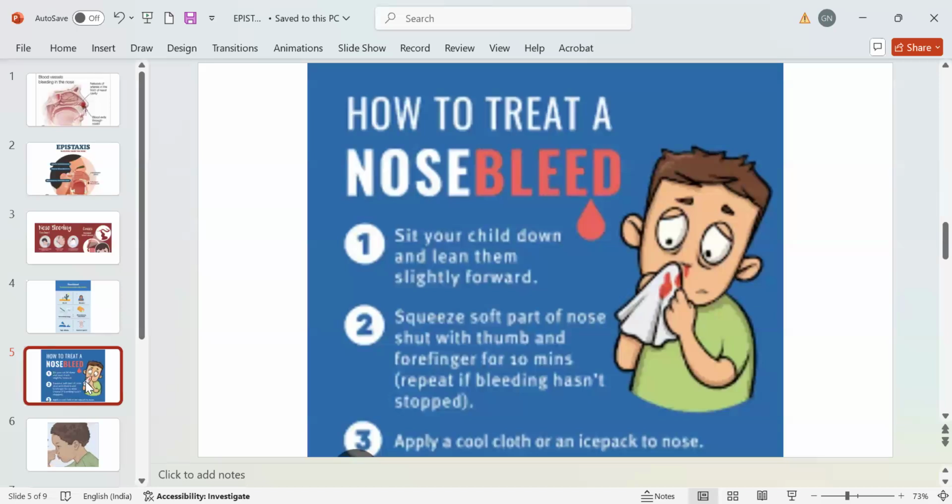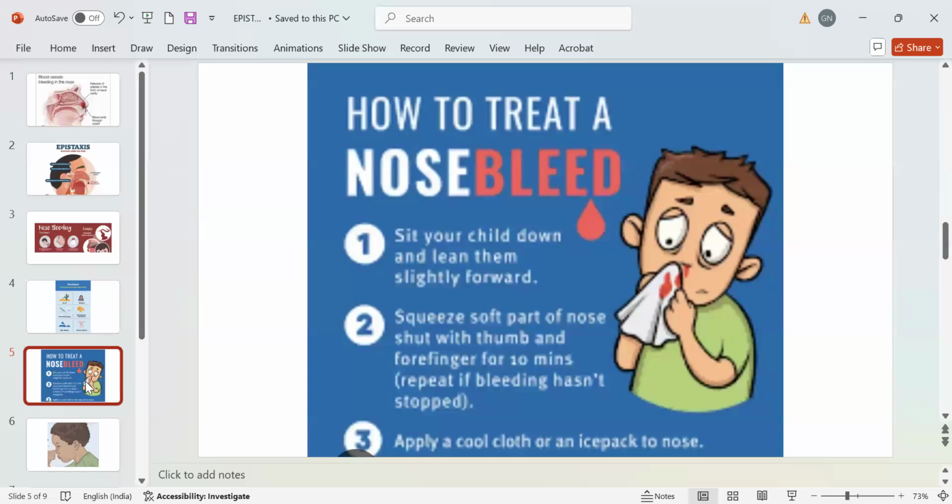How to treat? Make the child sit down and lean forward. Tell the child to lean forward. This is common in the case of children, and they should lean forward. Why? Because if they lean backward, the blood can trickle down the throat. It is dangerous. The blood should not go backward. It should come out from the nose.